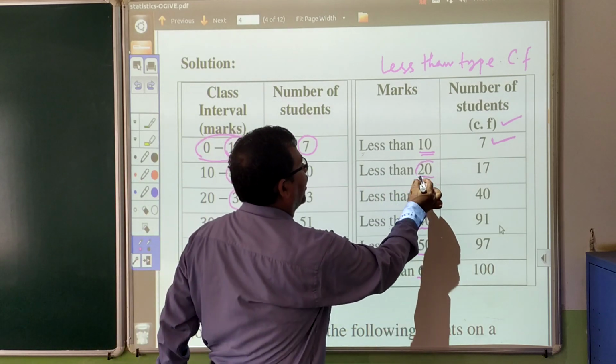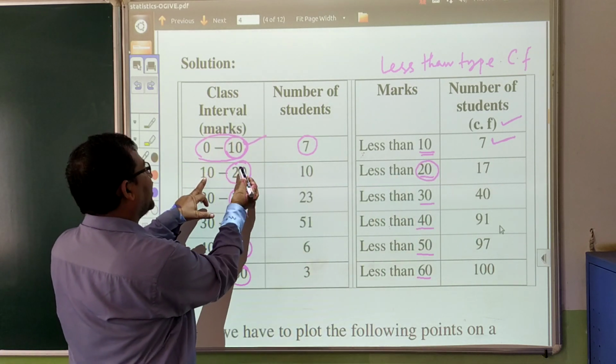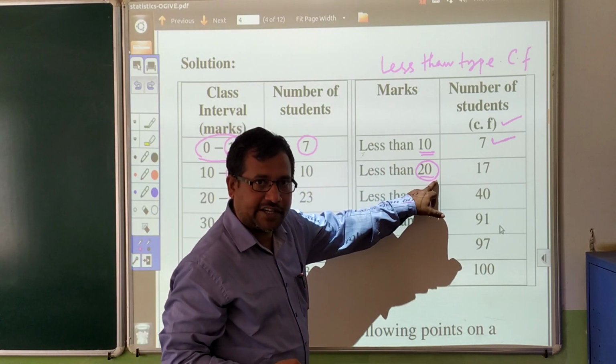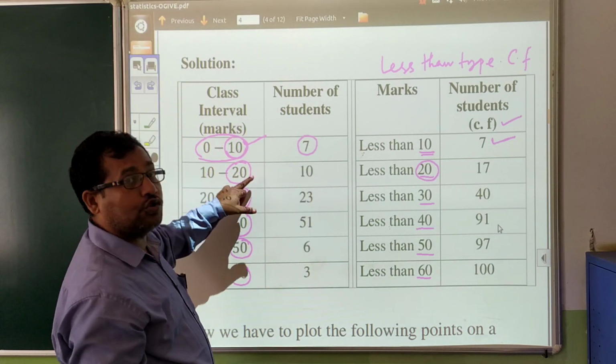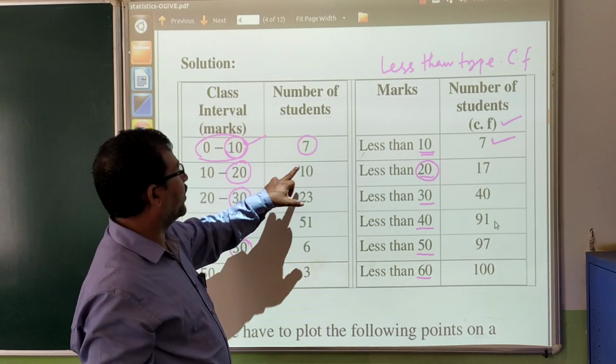Now, less than 20, what is its meaning? Less than 20 means 10 to 20 as well as 0 to 10. That means if I say less than 20, I have to count the number of frequencies from 0 to 20. That means 0 to 10, 7 and 10 to 20, 10.